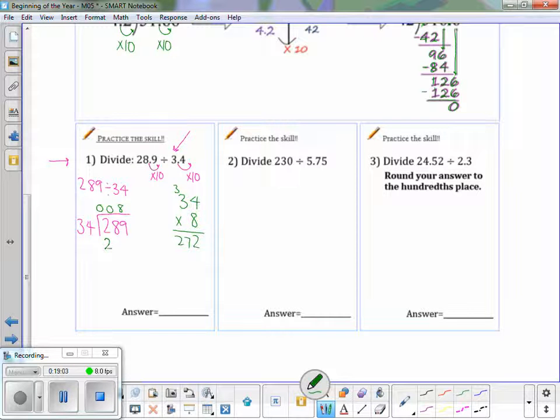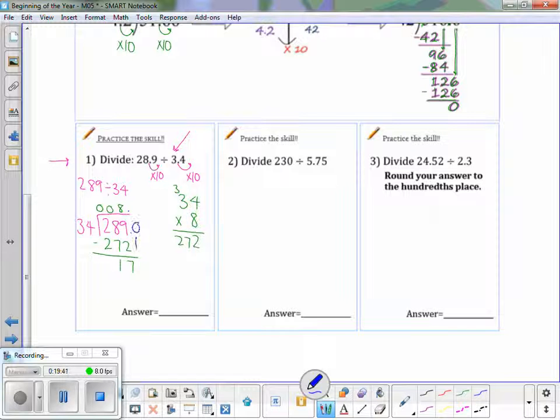And when I subtract, 9 minus 2 is 7, and 8 minus 7 is 1. So I still have some left over. I still have 17 left over. I could say that my answer is 8, remainder 17. I could say that my answer is 8 and 17/34. But I'm going to put my answer as a decimal, okay? Because I want to get a little more precise here. So I'm going to bring down a 0 right here.